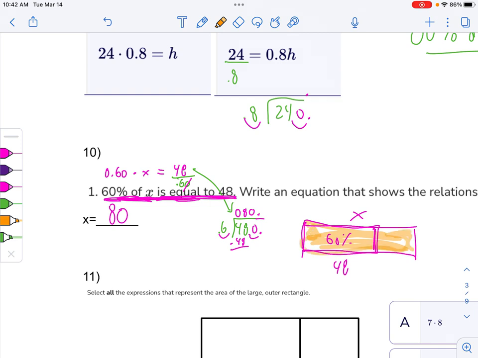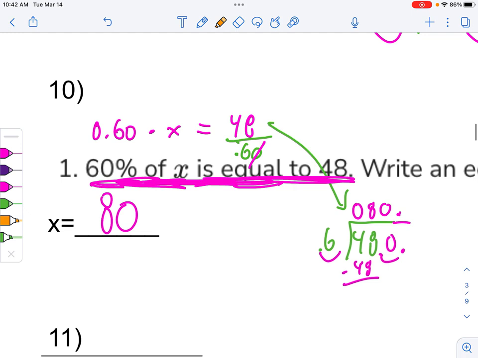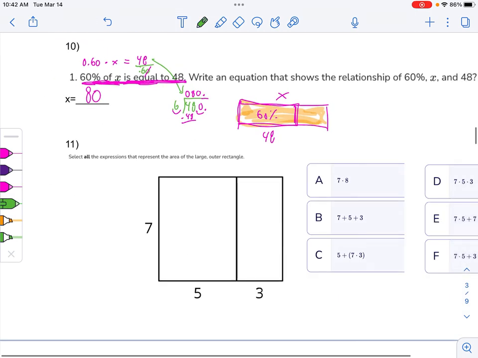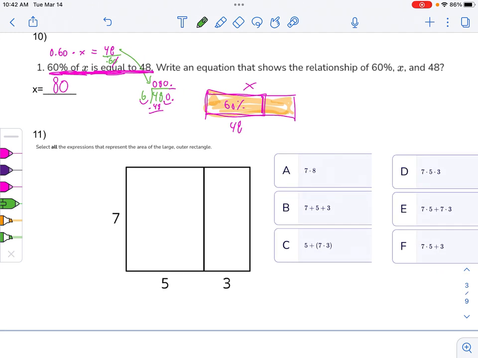Yes, it is. So if you accidentally did 60% of 48, your answer would be smaller. And again, that would not make sense. So stop for a second and just see, is my answer reasonable? Anyone else is reasonable? More math.